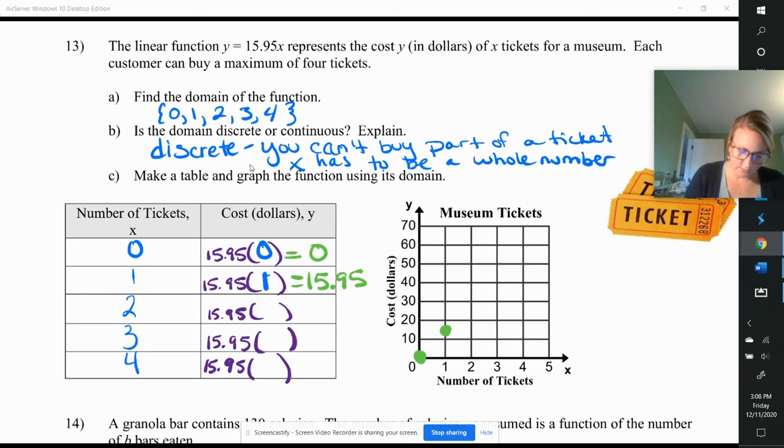You buy 2 tickets. That will cost $31.90. So go when x equals 2, y equals $31.90, just above 30. You buy 3 tickets. It costs you $47.85. So go to x equals 3 and plot the point just below 50.